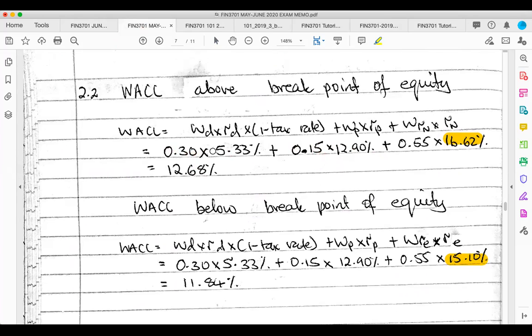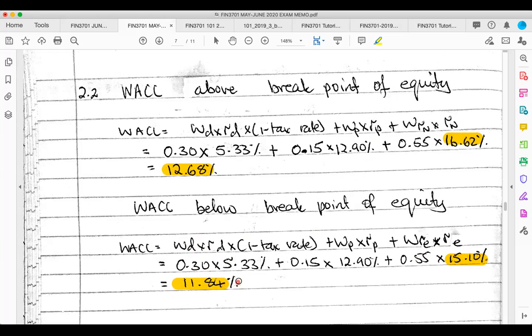So it's 0.3 for debt times the after-tax cost of debt plus 0.15 for preference shares times the cost of preference shares, 0.55 for ordinary shares times the cost of new ordinary shares, giving us a WACC of 12.68% if we are above the breakpoint of equity. And then below the breakpoint of equity, we take the weight of debt multiplied by the cost of debt, just similar to everything we did before, but the only difference now is we would now use the cost of existing equity, okay, giving us 11.84.